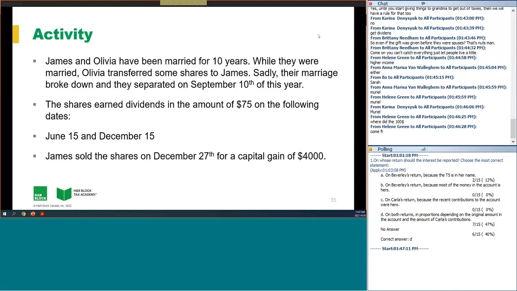So I like to draw a little mental timeline in my head that says, we're married, we're married, we're married. Oh, a thing happened. What do I do with the income? Okay, we're married, we're married, oh, we got divorced. Then we're divorced, we're divorced. Or we're separated, separated, separated. Then a thing happened. What do I do? That's how I think about it. Let's see if that works for you.